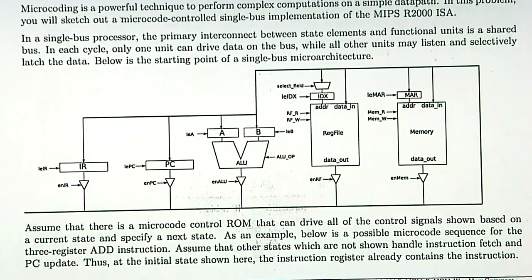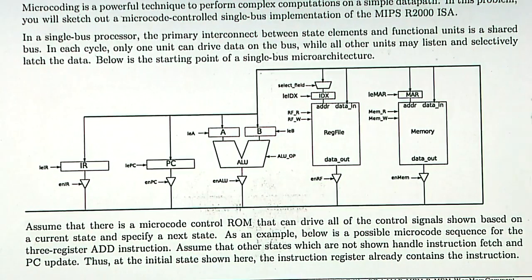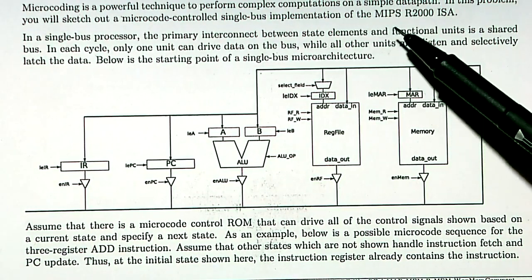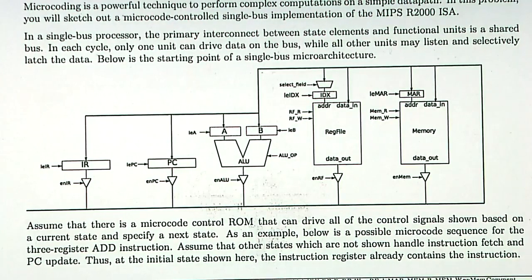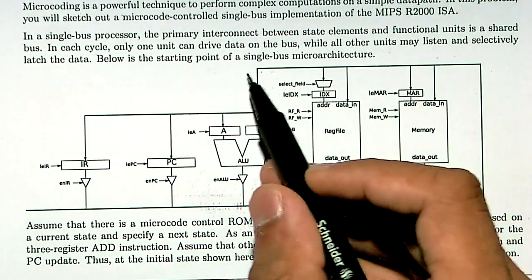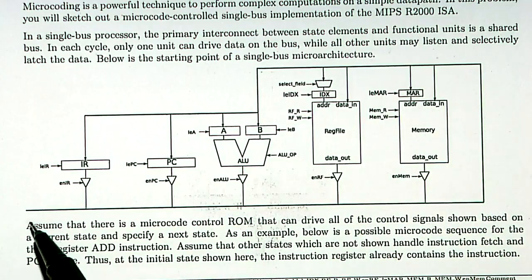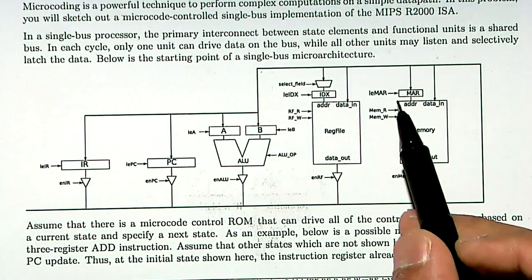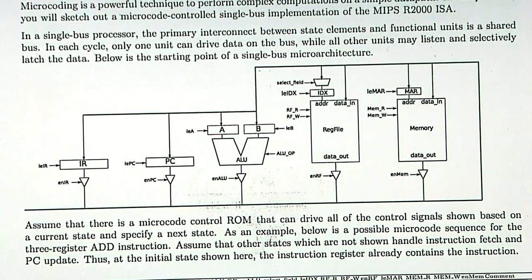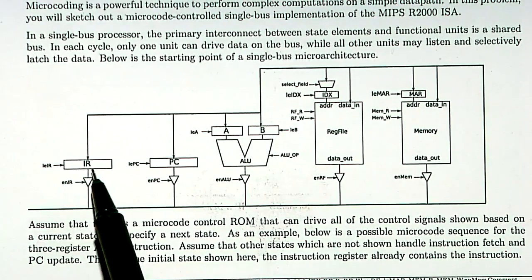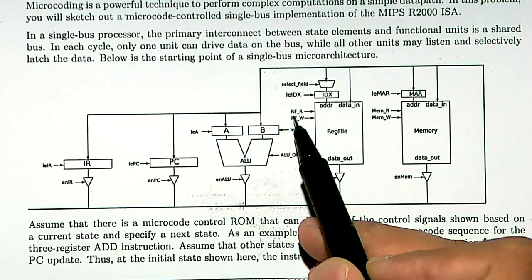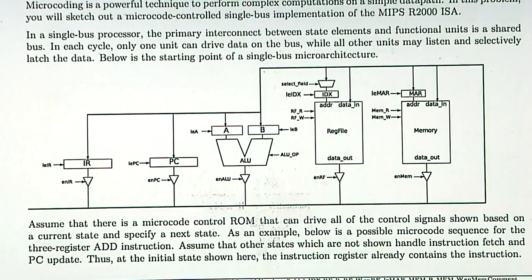And so here's an example of this. This gives us a single bus microcode-controlled implementation of the MIPS processor. So we have our giant bus around here that basically connects all the different elements. And every single part of the data path is controlled by a set of signals. So we have, for example, load enable for the instruction register, and then we have a register file read enable and a write enable and so forth.